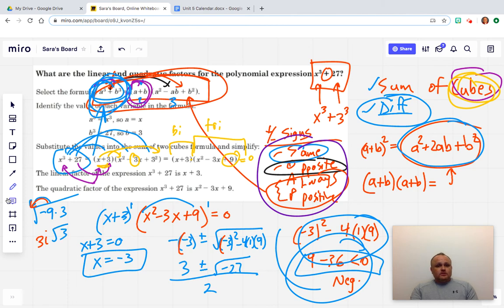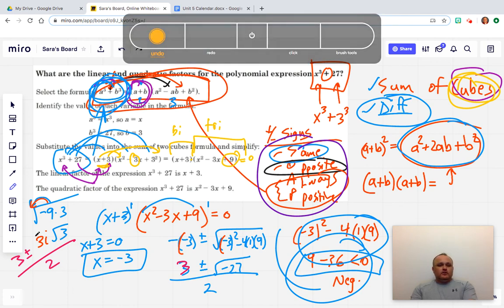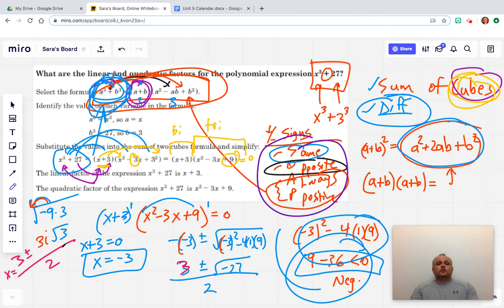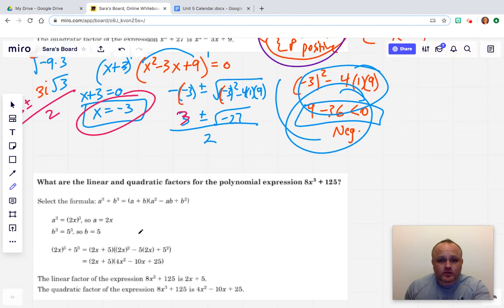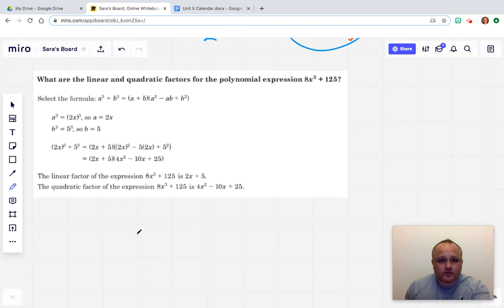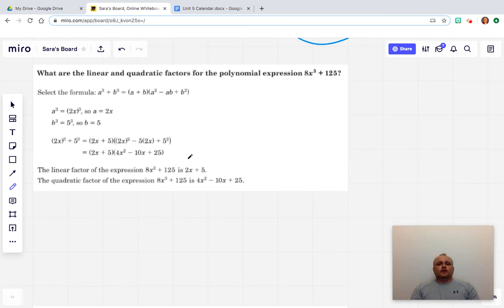Okay, so it's going to be this 3, I'll write that right here, plus or minus this stuff all over 2. And you can leave it like this because this 3 and 2 do not reduce, and neither does this 3 nor this 2. So we would have 3 plus 3i root 3 over 2, and 3 minus 3i root 3 over 2. And your third and final one was that x is equal to negative 3. A little bit of extra work, but I want to make sure that you understand how far it went down. What are the linear and quadratic factors for the following?